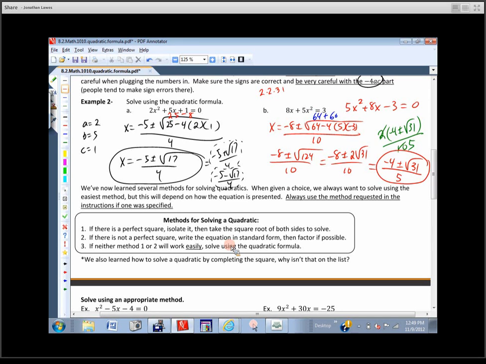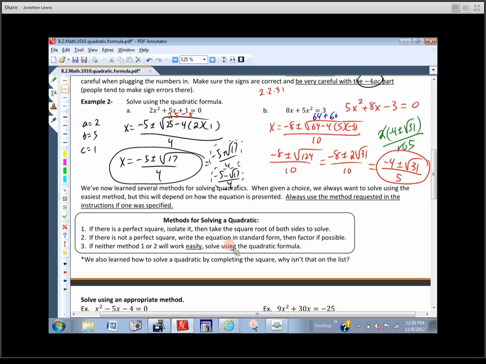Okay, now why isn't completing the square on this list of 3 things we can use to solve a quadratic? Because you can complete the square to solve a quadratic. That's what 8.1 was all about. Yeah, the formula is completing the square in general. So why bother completing the square if we already did that in general and we've got the quadratic formula?